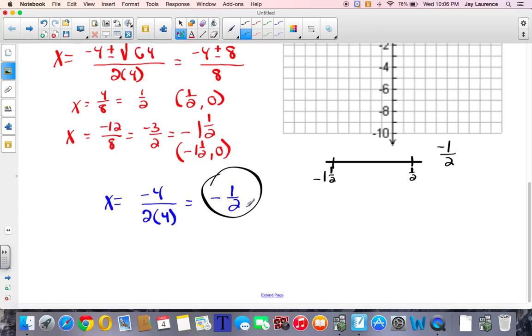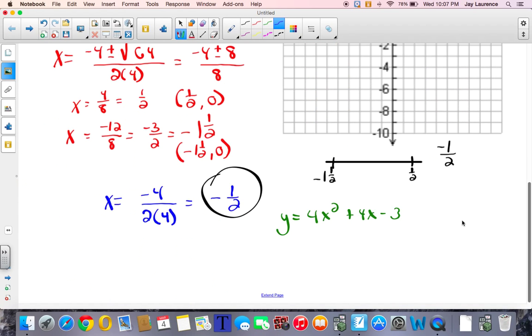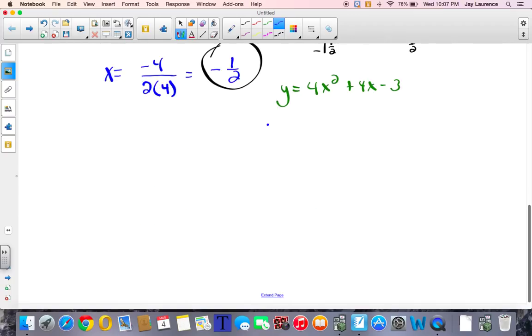The x-coordinate of the vertex is the midpoint between the zeros, if there are 2 zeros. If there are not 2 zeros, you can't do it that way. Okay, so how do we get the y-coordinate? Well, that's the x-coordinate, right? We go back to the equation. The equation is y equals 4x squared plus 4x minus 3. To get the y-coordinate of the vertex, I plug in -1/2 for x.